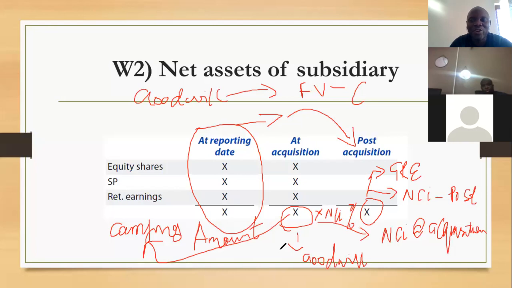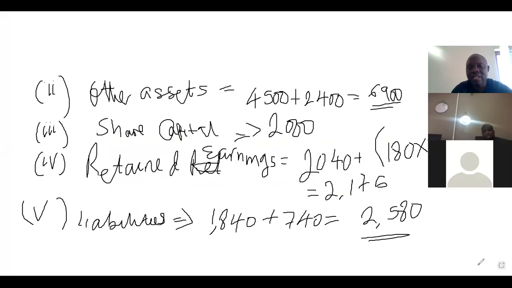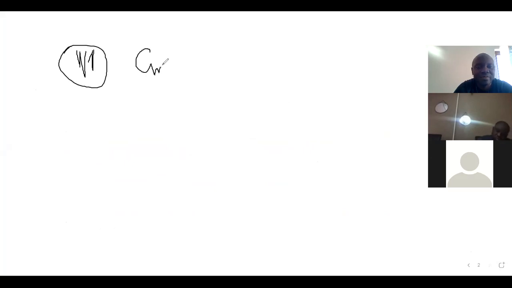So before we go to the goodwill, let me just, using the same example we looked at, if we are to put it in this format, how is it going to look? If we are to use this methodical way of working out a goodwill computation question, this is how it's going to look. You will start with working one, which is group structure.